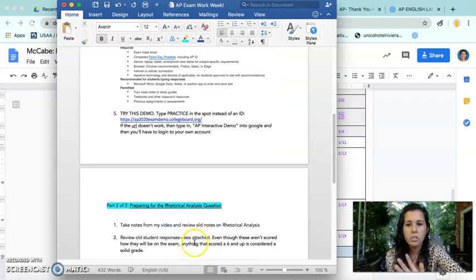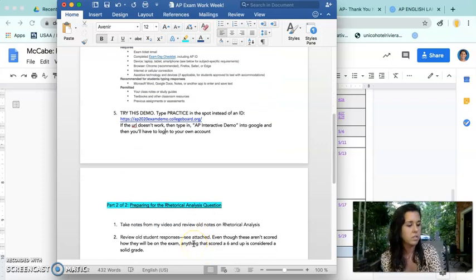Okay, moving on to more specific towards this exam, the AP Lang exam, preparing for the rhetorical analysis question. Because this is open note, it might be beneficial to have a sheet of paper out with what we're going to go over in the next 10 minutes.